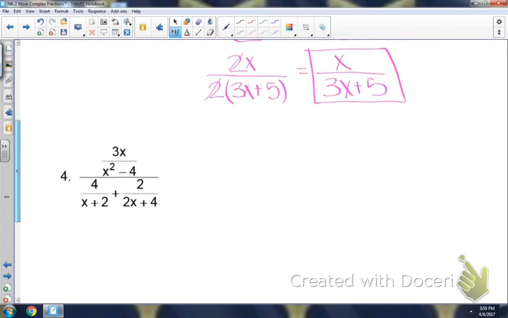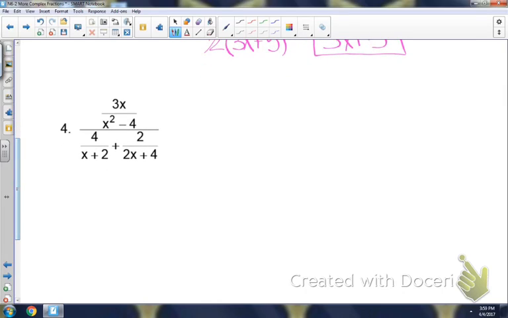Okay, last one. So remember to find the LCD, you have to factor everything. So we can factor x squared minus 4, that's difference of squares. So x plus 2, x minus 2. So bring both of those down.